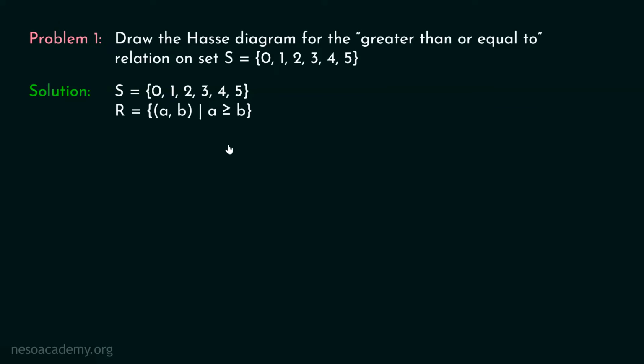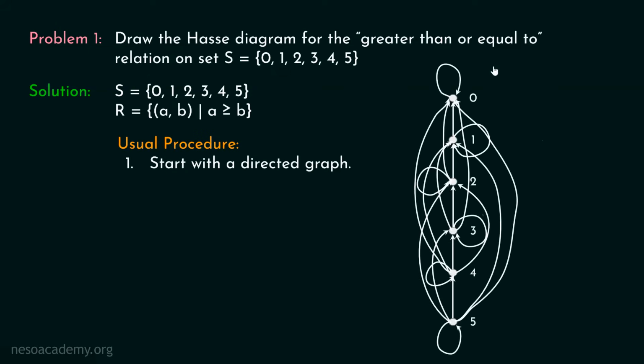Now we will try to draw the Hasse diagram using the predefined procedure which we have already seen in the previous lecture. Let's start with the directed graph. And this is how the directed graph looks. I would not encourage you to draw this diagram because it is quite messy looking, but I've drawn it because I want to show the complete procedure.